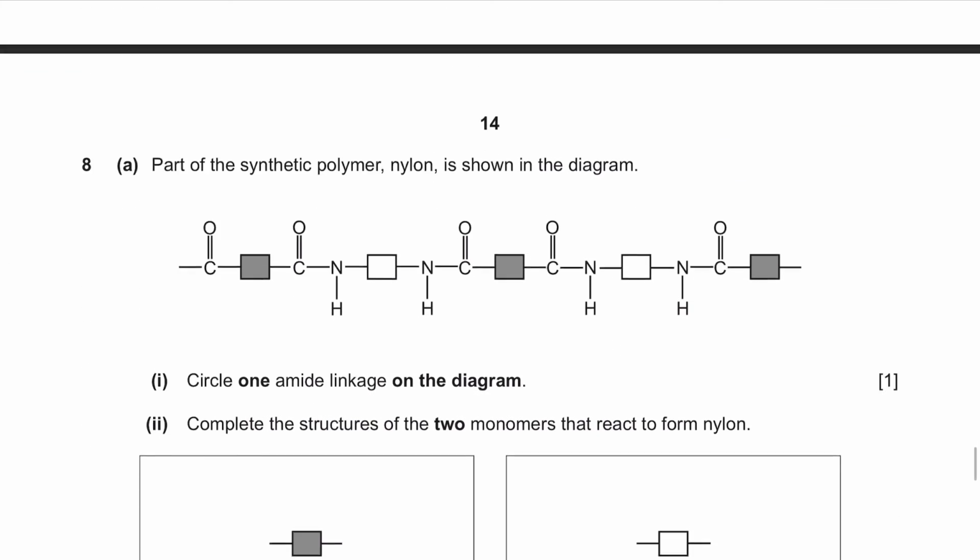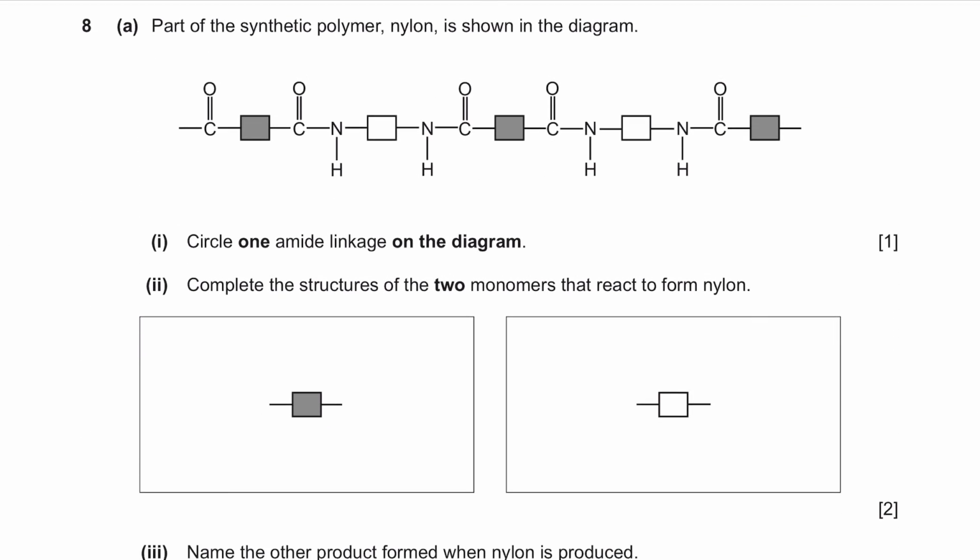Question 8 Part A. Part of the synthetic polymer nylon is shown in the diagram. Circle 1 amide linkage on the diagram. It's the linkage, probably the one that connects the gray box and the white box. So it's this one. But you should really know that amide linkage is C double bond O and NH bond.